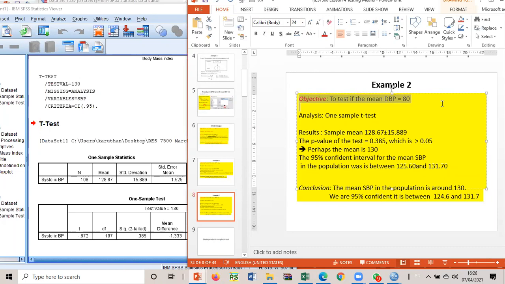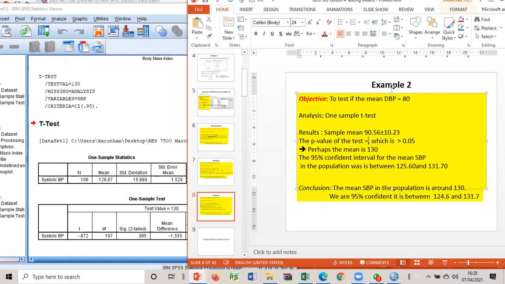The objective is to test if the mean of DBP is 80. Analysis, one sample t-test. The result, the sample mean is 90.56 plus minus 10.233. Two decimals enough. The p-value of the test was 0.00, which is less than 0.05.